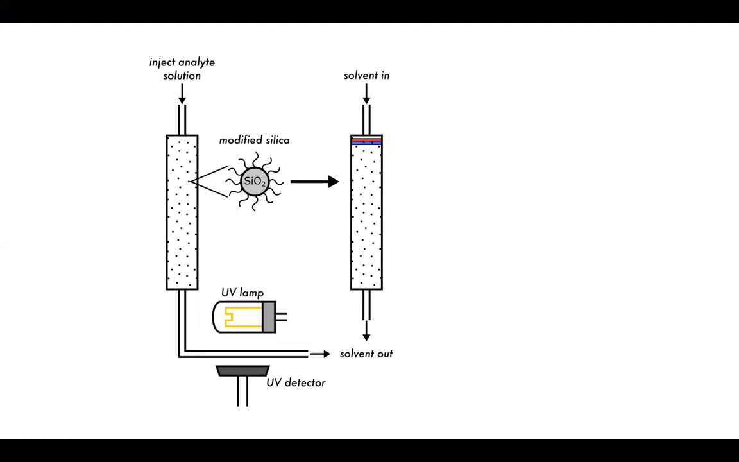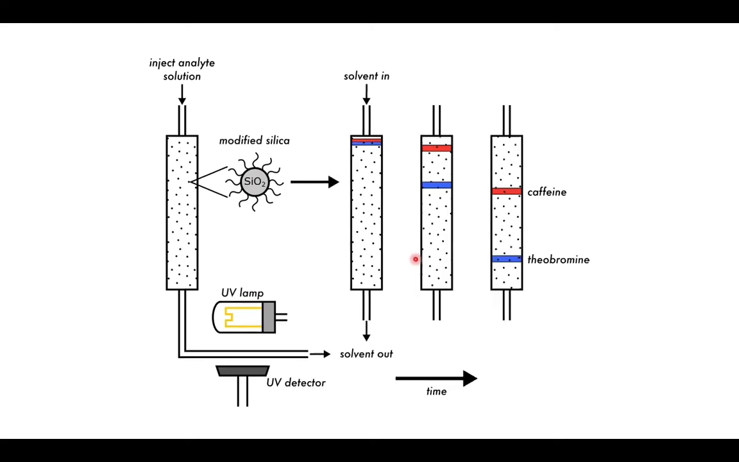Here we have our column, which has had the analyte solution injected into it. We have this blue and this red line, which will represent our 2 different analyte species, the caffeine and the theobromine in the case of our chocolate sample. Initially they are injected together, but over time and due to their differing interactions with the modified silica, we will see that there will be a separation in time of the 2 samples.